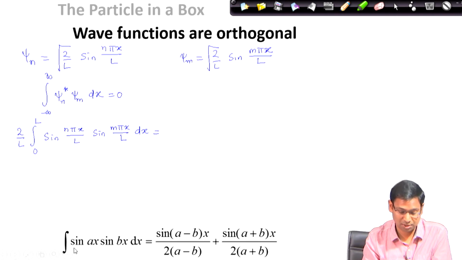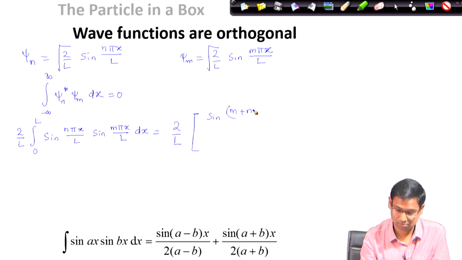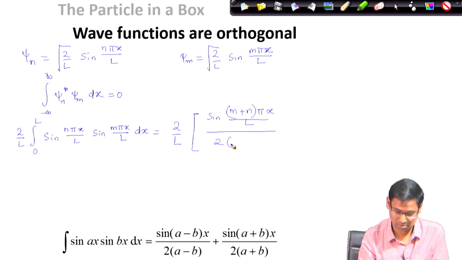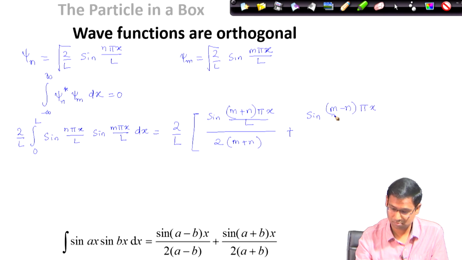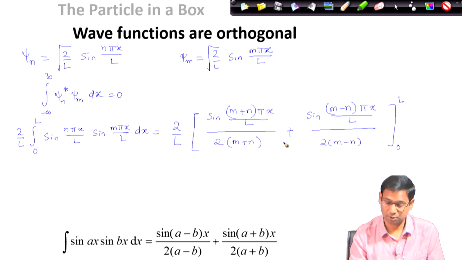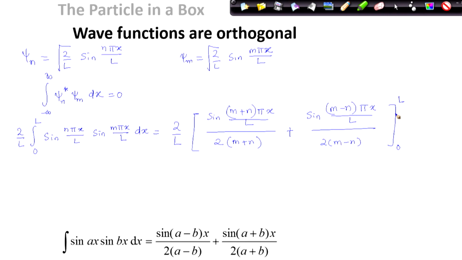To do this, I will give you a general formula which is given here. If I have an integral of sin ax multiplied by sin bx, the resultant solution is given here. So, I will use this formula to solve my problem. So, a plus b, and this function has to be evaluated at the two limits, from 0 to L.